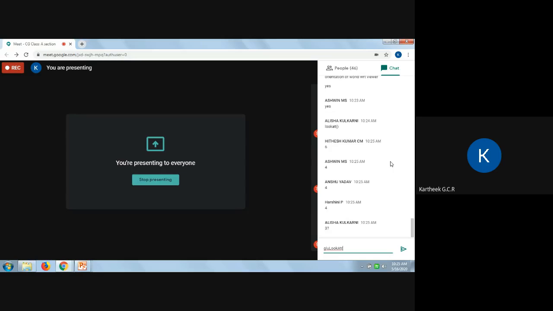gluLookAt actually takes 9 parameters, where the first three are the eye position: at X, at Y, at Z, basically meaning the camera position, and then the viewer position.